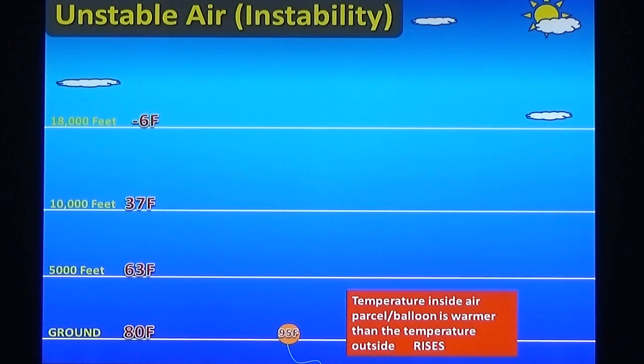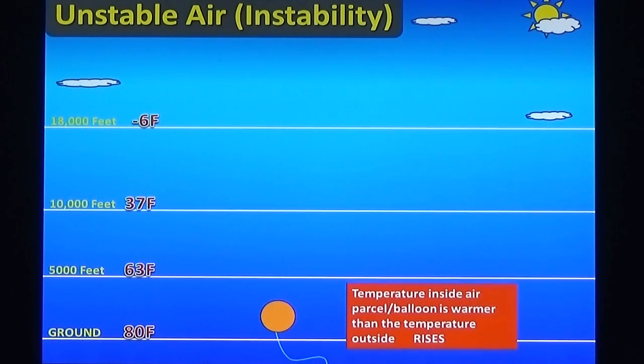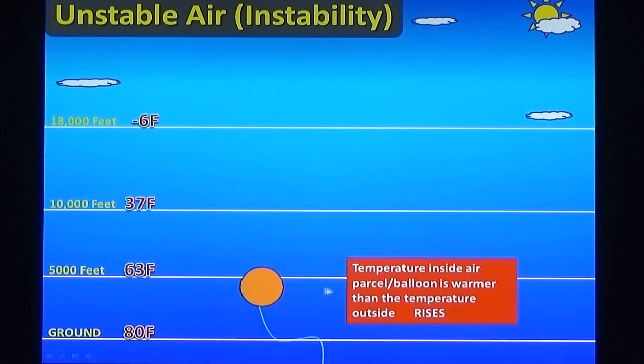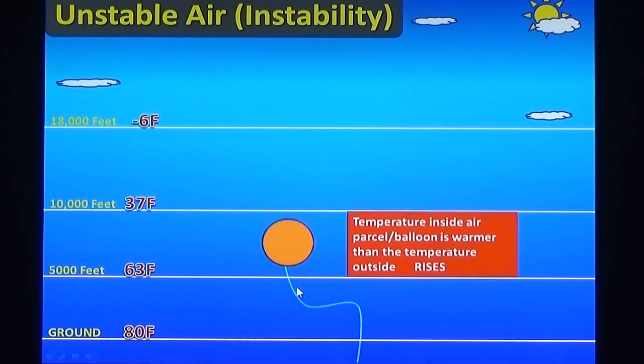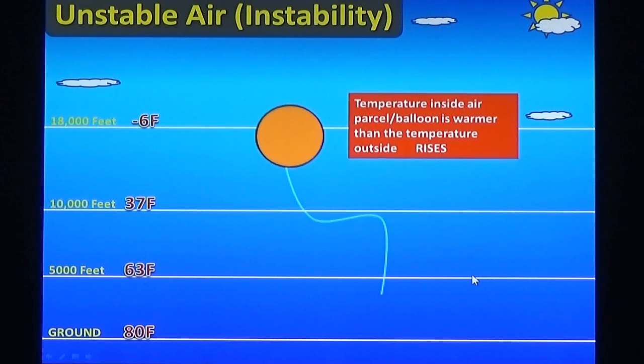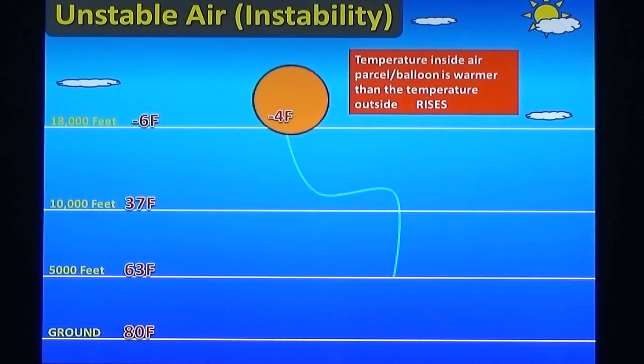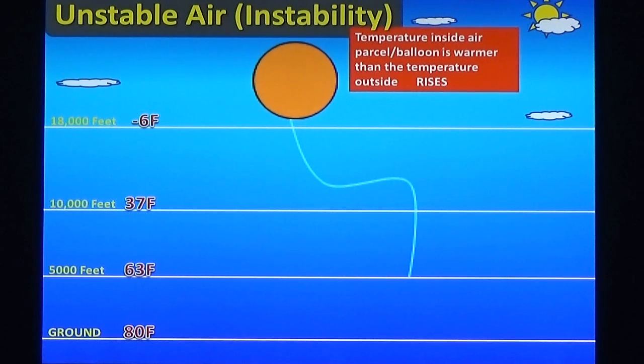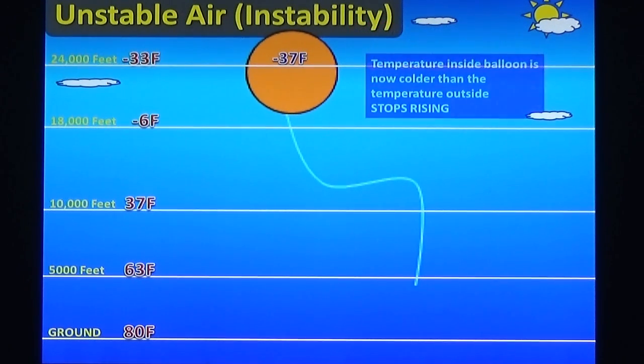Finally, unstable air. When a parcel of air is warmer than the air all around it, that parcel of air will start to rise. Rising air cools off as it lifts up through the atmosphere, but as long as it stays warmer than the air all around it, that atmosphere is considered unstable and that parcel will keep on rising. It'll keep on rising until it becomes equal to or colder than the air all around it before it starts to sink back down toward the ground.